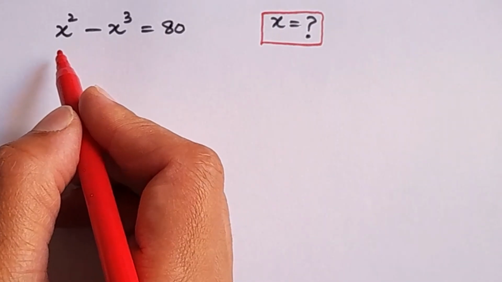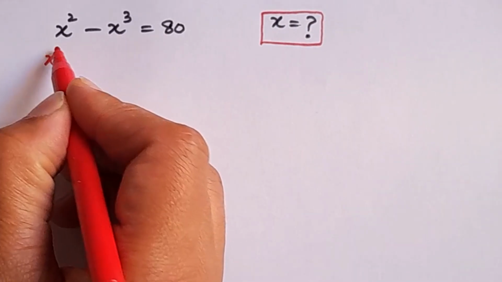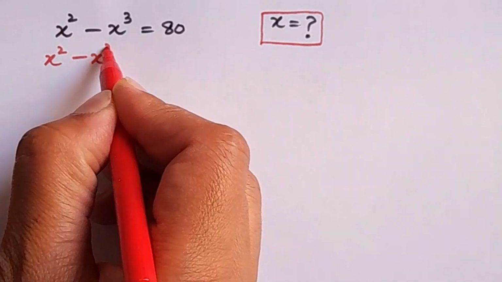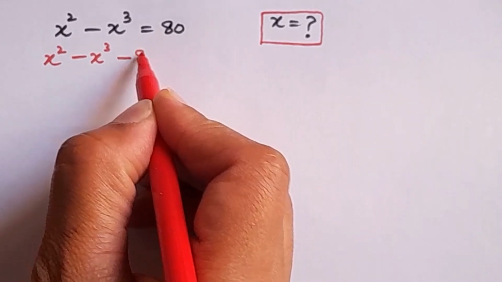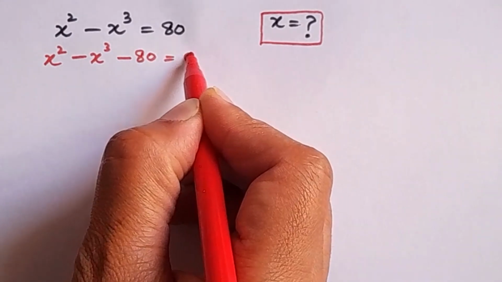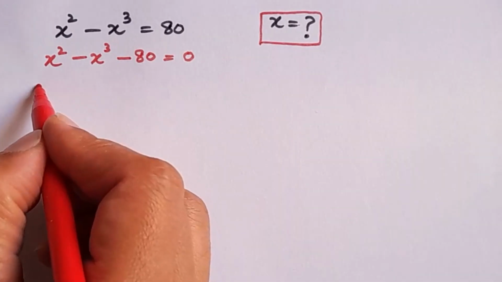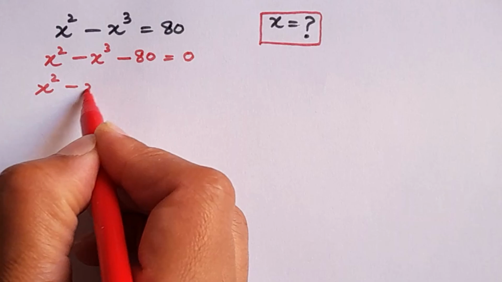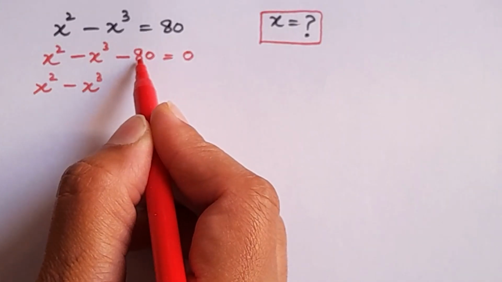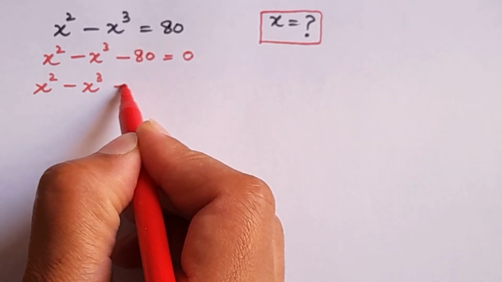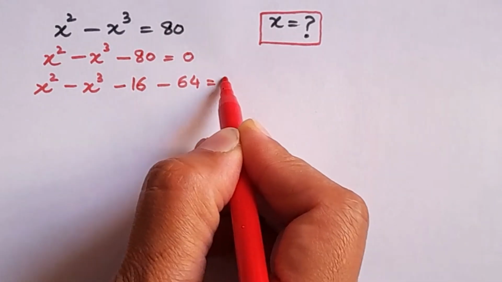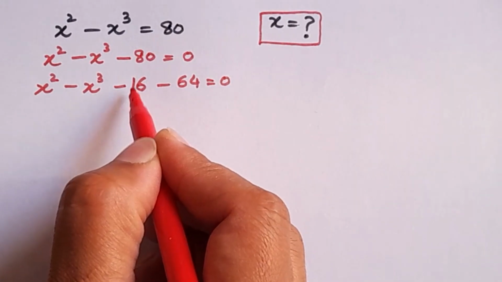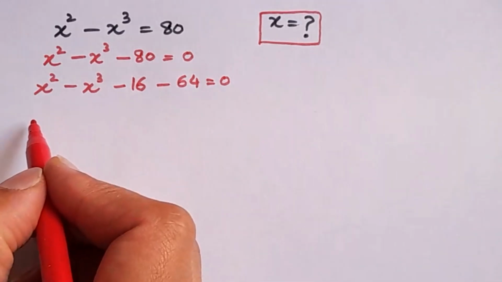Let's get started. x square minus x cube. We are going to move this 80 to the left hand side, so it will become negative. This is equal to 0. x square minus x cube minus 80 is the same as 16 minus x cube minus 64, because adding 64 and 16 will give us 80 and the sign will be negative.